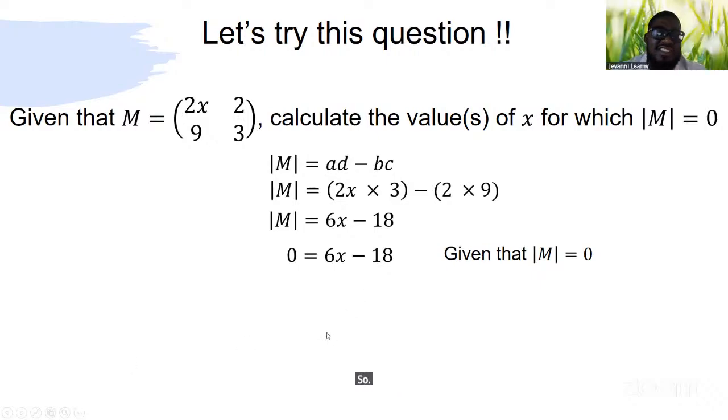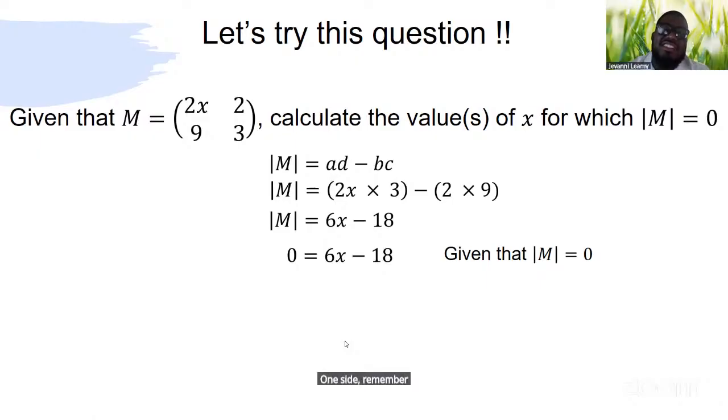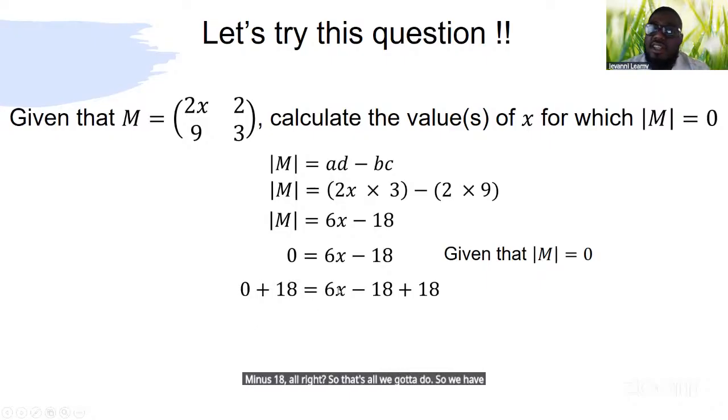So do I do that on one side or on both sides? One side of the equation or both sides? Remember, you want to balance it, so you have to do both sides. It's an equation. Whenever you have an equation, whatever you do to one side, you have to do to the other side. So we're not going to bring it over. We're going to add 18, which is the additive inverse of minus 18. All right? So we have 0 plus 18, and it's equal to 6x minus 18 added to 18.